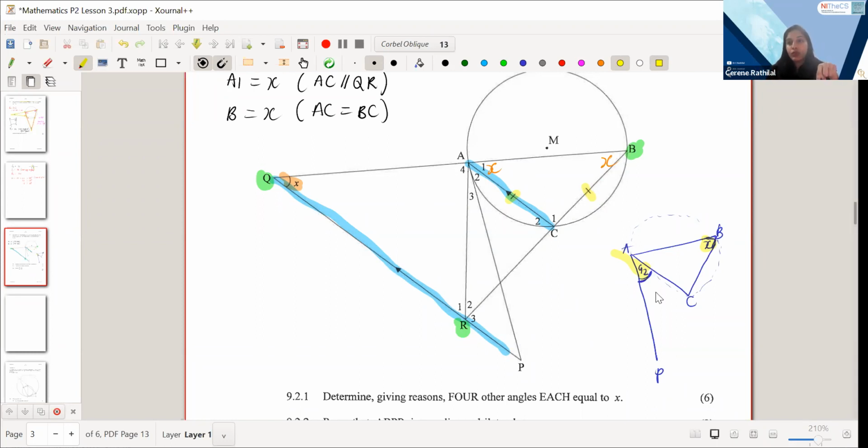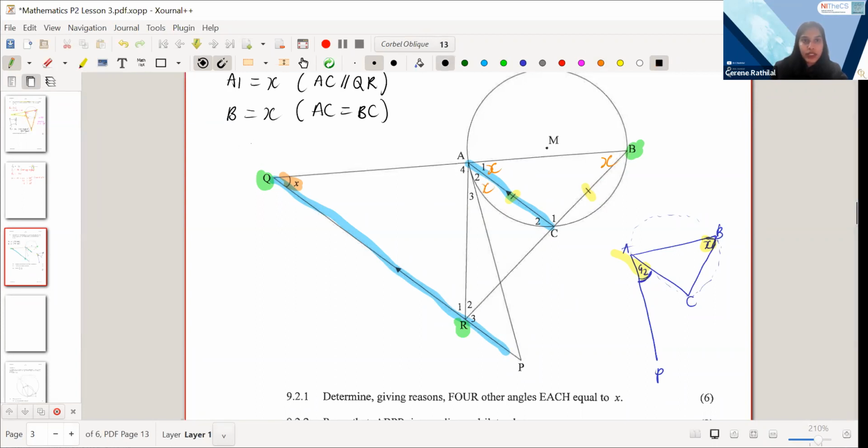Which was the tangent and which was the chord? The chord is AC, the tangent is AP, and here is the angle in the alternate segment, X. So we see that A2, the angle between the tangent and the chord, is equal to the angle in the alternate segment. Everybody clear? I'm just looking at the chat box. Perfect. Yes, someone says it's equal to B.